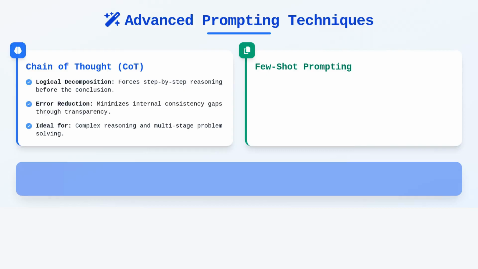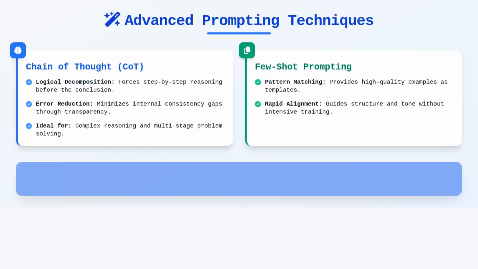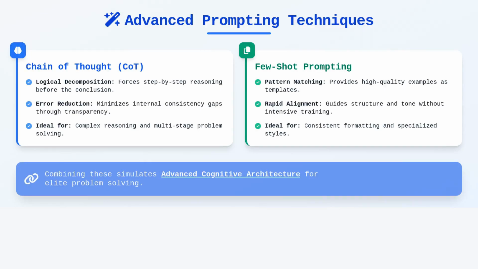Conversely, few-shot prompting bypasses the need for intensive training by providing the model with a few high-quality examples of what success looks like. These examples act as a template, guiding the model's pattern matching capabilities toward the desired structure and tone. When you combine these, you effectively simulate the cognitive architecture required for advanced problem solving. Developing an intuition for when to deploy these techniques is a mark of a practitioner who understands the underlying mechanics of large language models.